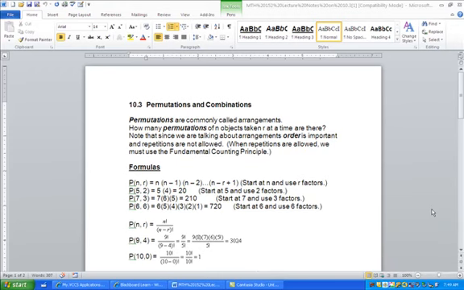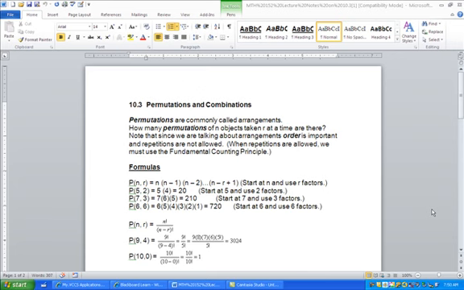Today we're taking a look at section 10.3 on permutations and combinations. We begin with permutations. Permutations are commonly called arrangements. So we may ask the question, how many permutations of n objects taken r at a time are there? Note that since we're talking about arrangements, order is important and repetitions are not allowed.